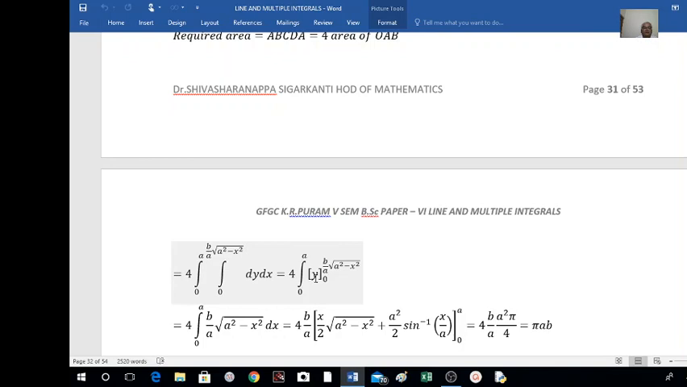Putting y, lower limit will be 0. Now once we have integrated this, again we have to integrate this. 4 is a constant quantity, b by a is a constant quantity. I will write them outside here.